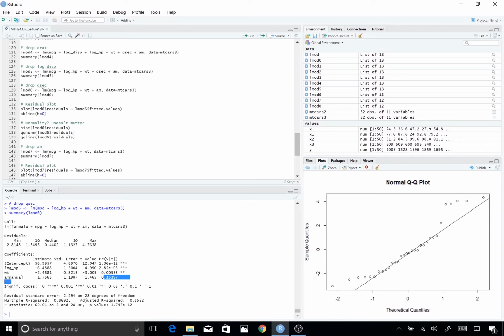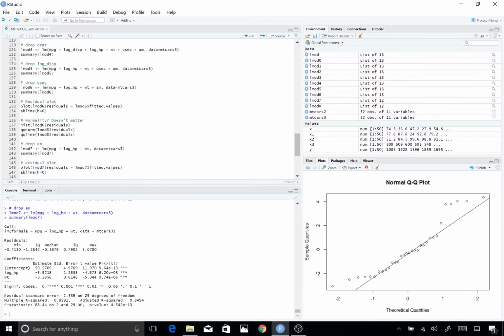Now I drop AM because 0.15397 is still higher than 0.05. Everything in the model is now significant. The final model I get through the backward elimination process is 59.57 minus 5.92 times log horsepower minus 3.29 times weight. When I dropped AM, the adjusted R squared went down slightly.